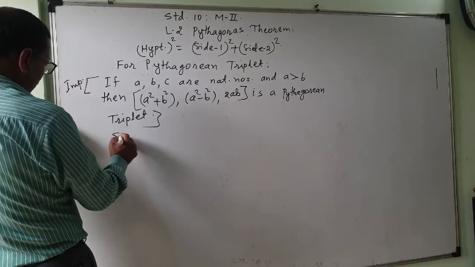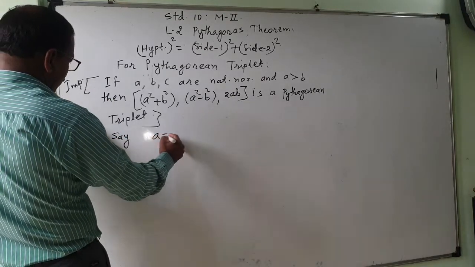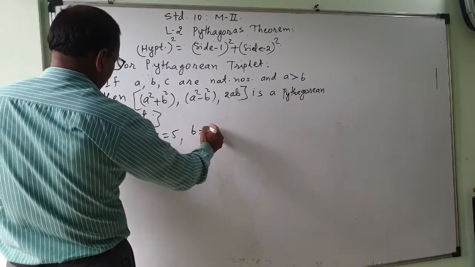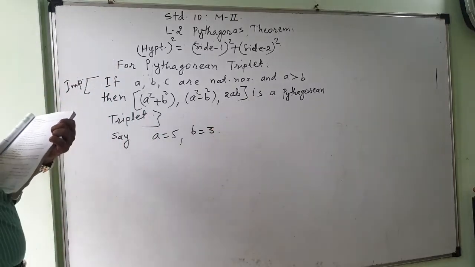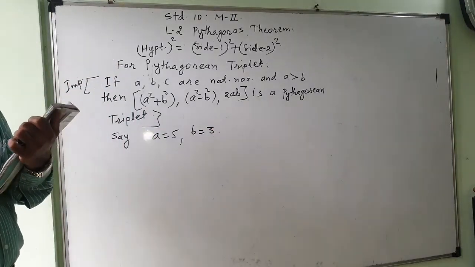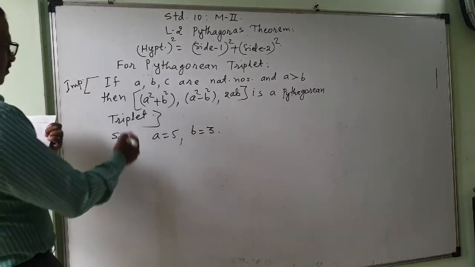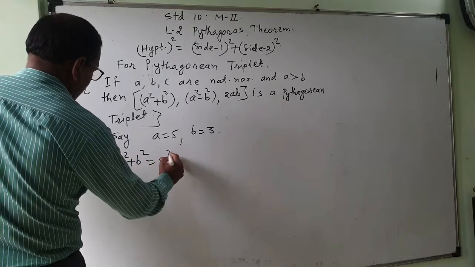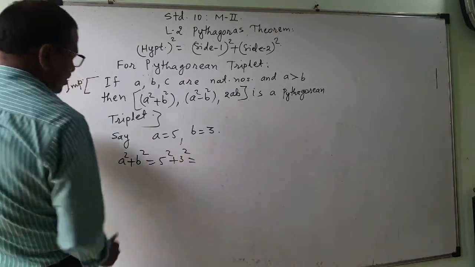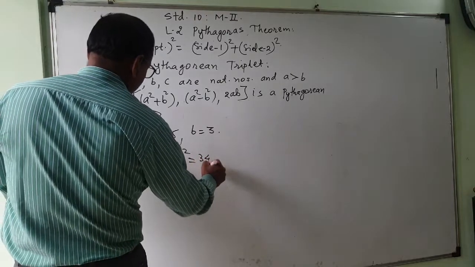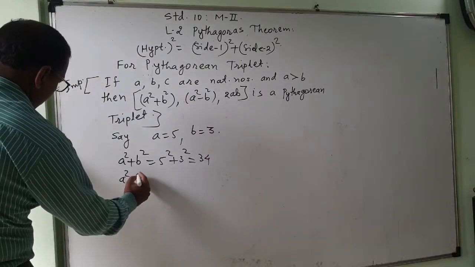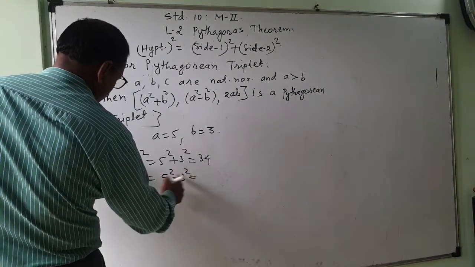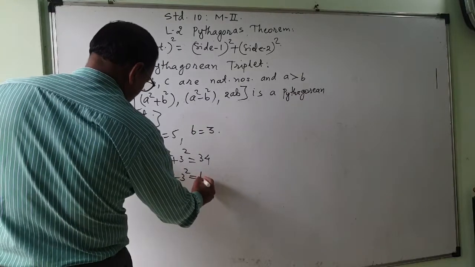Say A equal to 5, B equal to 3, then find the Pythagorean triplet. So which are the Pythagorean triplets? First will be A square plus B square, means 5 square plus 3 square. So 5 square is 25, 25 plus 9 will be 34. Then A square minus B square is equal to 5 square minus 3 square. 5 square is 25, and this is 9, so 16.